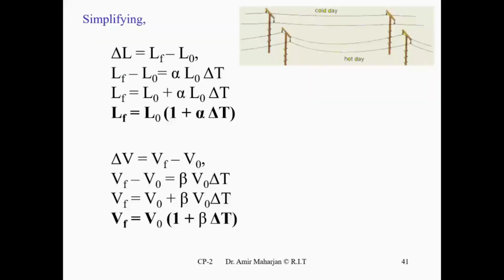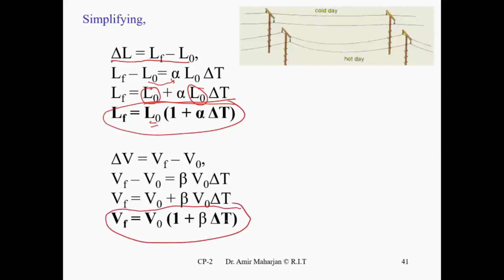Here's a way of simplifying this formula. Sometimes it's useful to use a different form of the formula. Delta L is L F minus L naught, final minus initial, and then you can bring this L naught to the other side. L naught you can factor out, and this is the second form of the formula. So final length is equal to initial length times 1 plus alpha delta T. Similarly, final volume is equal to initial volume times 1 plus beta delta T. When you solve the actual numerical problems, sometimes this second form of the formula will be very useful.